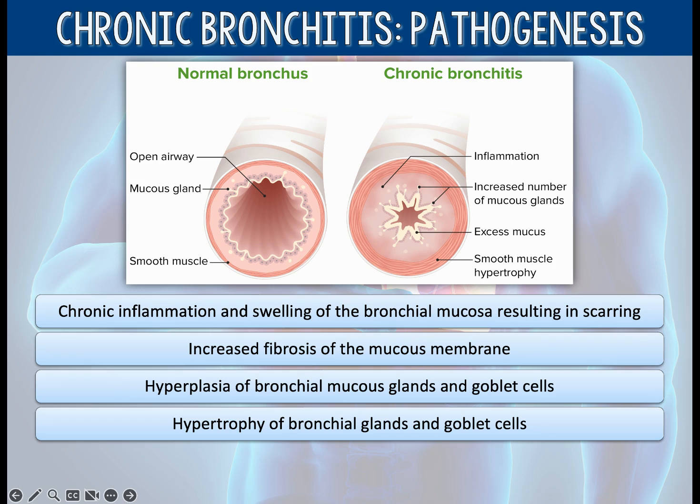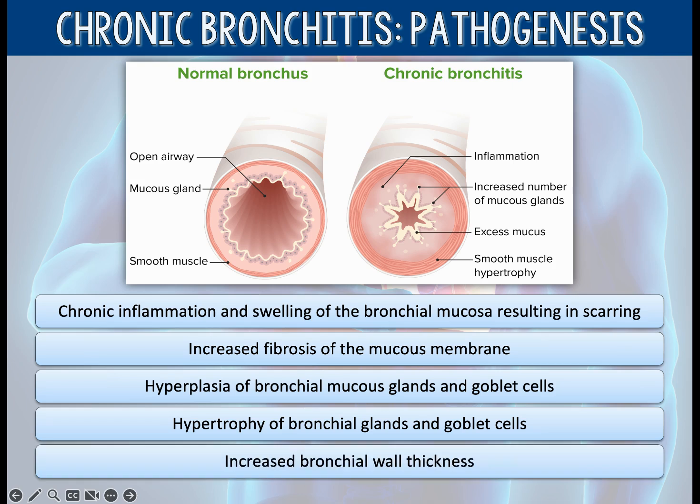So now what happens? You have more mucus production. And then the bronchial wall also gets thicker. So in chronic bronchitis, as you can see in the picture there, in a normal bronchus, it's nice and open. You have some mucus glands, a normal amount of mucus to keep the airway nice and moist.